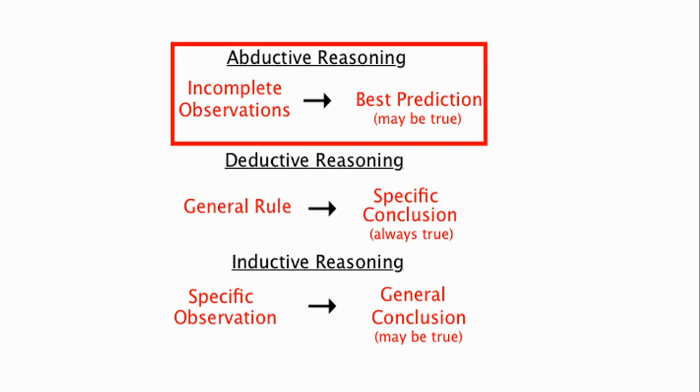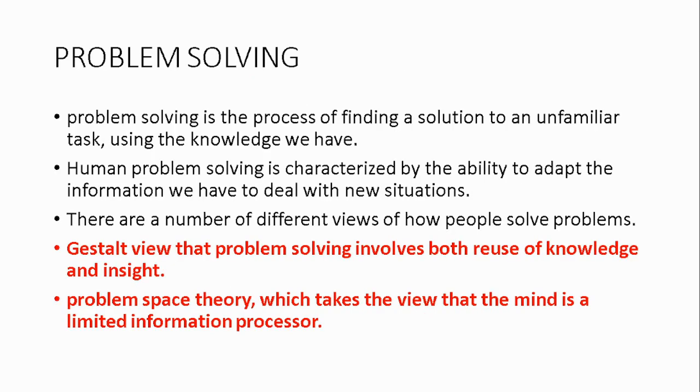Next one is deductive reasoning. Here the conclusions are derived from a general rule, so it may always be true. Next one is inductive reasoning. In this reasoning the conclusions are derived from specific observations, so the conclusions may be true.